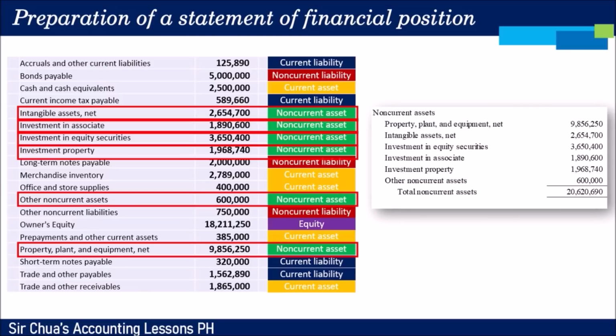Charan! Okay. So, property, plant, and equipment, 9,856,250. Intangible assets of 2,654,700. Investment in equity securities of 3,650,400. Investment in associate of 1,890,600. Investment property of 1,968,740. And other non-current assets of 600,000, which will give you a total non-current assets of 20,620,690. Tapos na tayo sa current assets tsaka non-current assets.